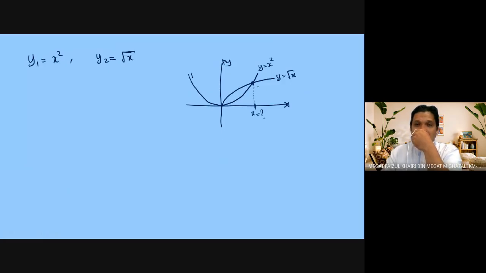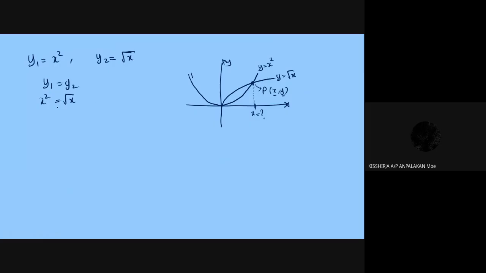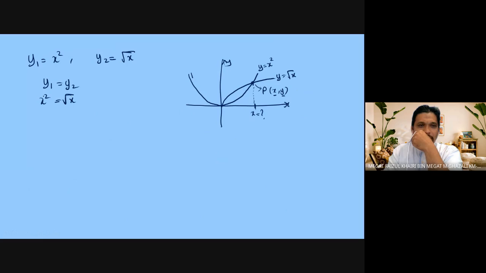As I told you, this intersection point, let's say P, has coordinates x, y. So the values of x and y are shared by both functions, y equals square root of x and y equals x squared. So in that case, we may use y1 equals y2, x squared equals square root of x. If I like to eliminate this square root, square left and right, it gives you x power 4 equals x.